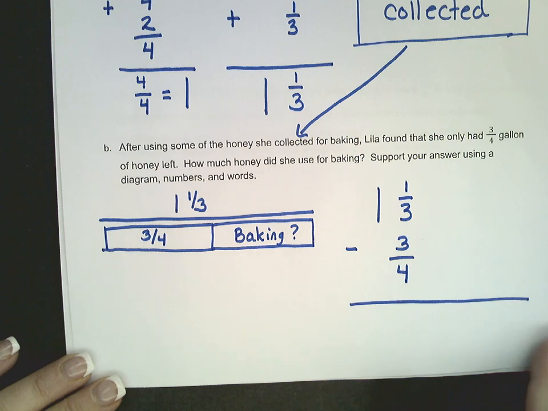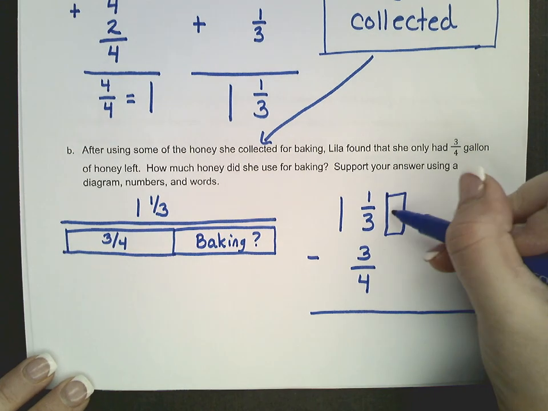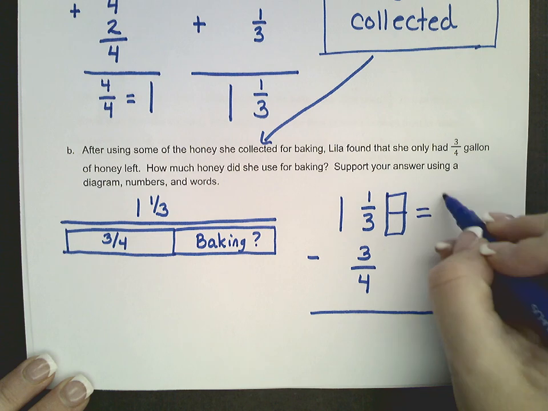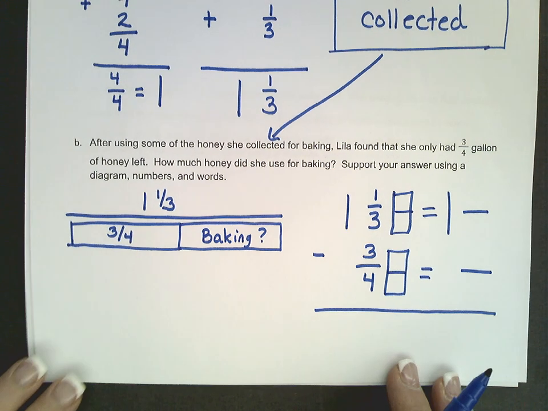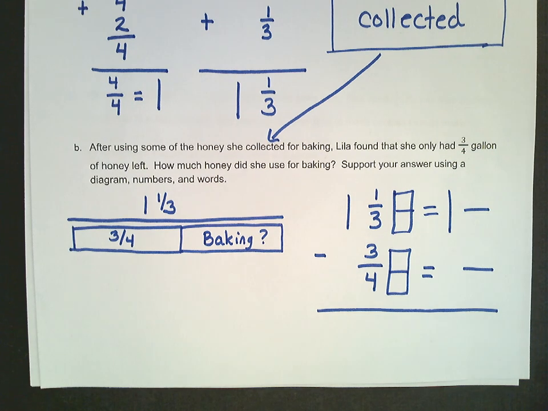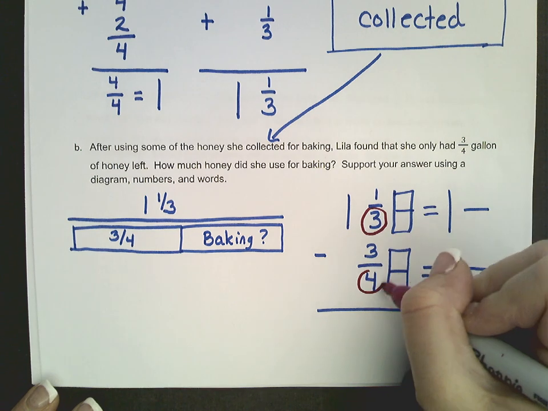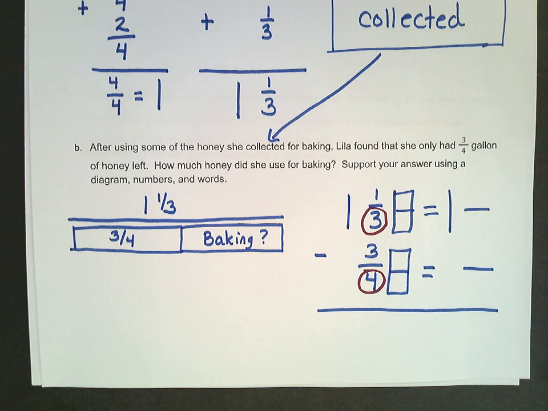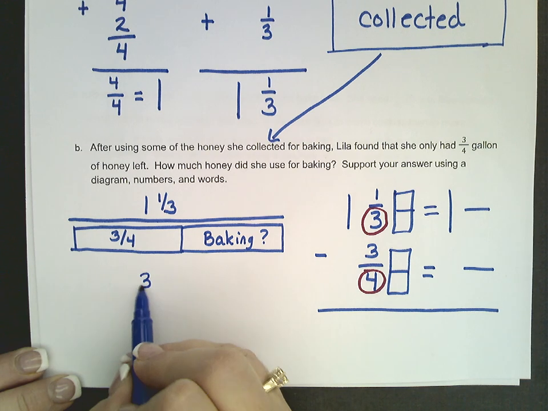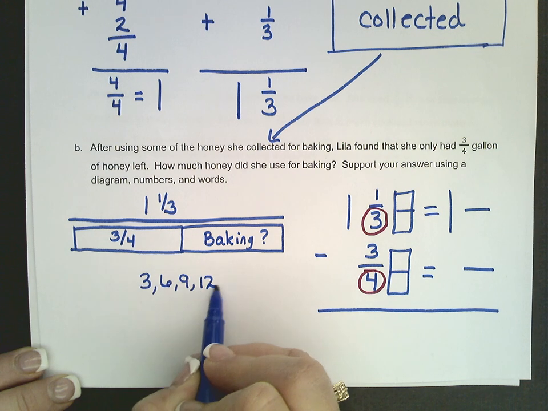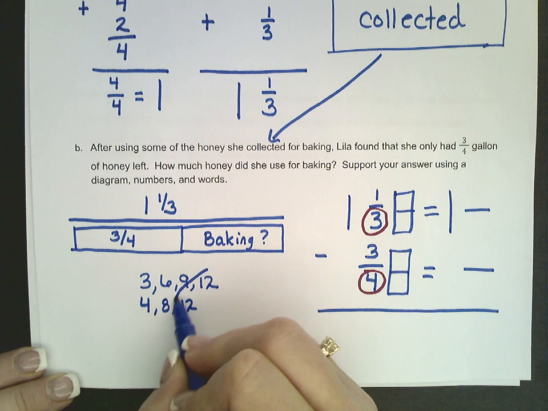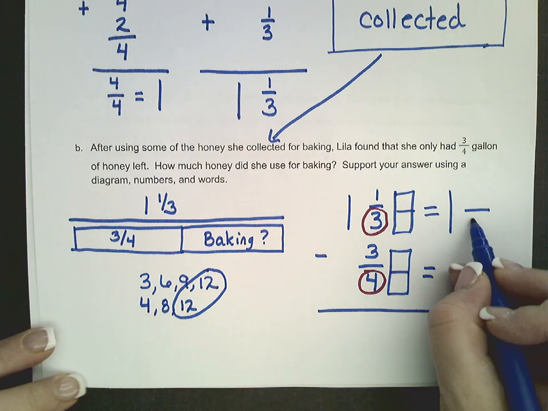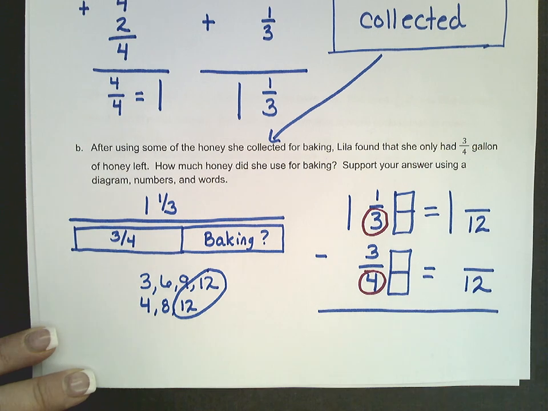We know with our problems, our first step is to set everything up for success. Don't forget to bring that whole number over. Now that we have set up for success, I'm taking a look at my denominators. So my denominators right now are 3 and 4. I need to come up with a common denominator. So listing out those multiples, I have 3, 6, 9, 12, and then 4, 8, 12. And there's our match. So 12 is going to be our common denominator.